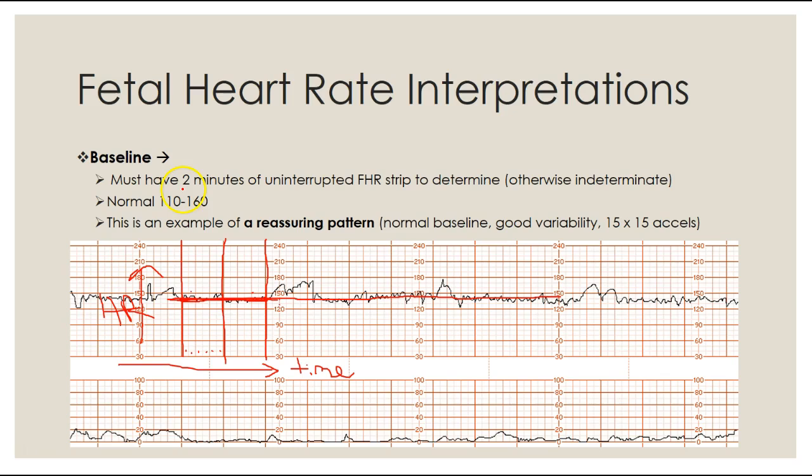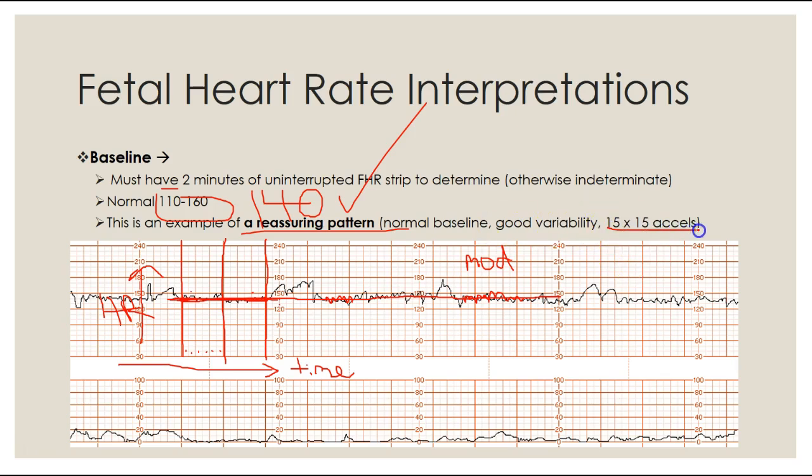So normal is 110 to 160. This one is 140. So this one is good. We're okay. And this is an example of a reassuring pattern because we have a normal baseline. We have good variability, which means this part of the strip, okay? Our variability is moderate in this one because it's increasing and decreasing in little sections, at least 5 beats above or below the baseline.